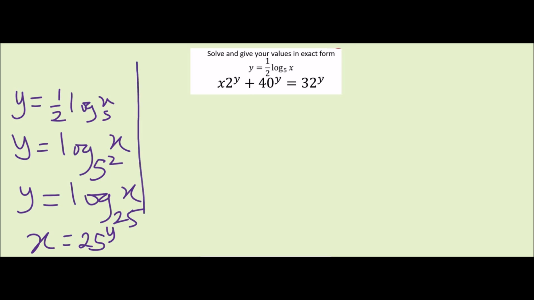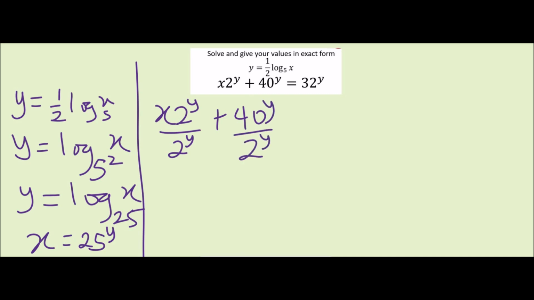I'll go to the second equation. The second equation is also direct. In making x subject of formula, just divide everything by 2 to the power of y first in order to get rid of the coefficient of x here. So which implies I have x times 2 to the power of y divided by 2 to the power of y, plus 40 to the power of y divided by 2 to the power of y, equal 32 to the power of y divided by 2 to the power of y.